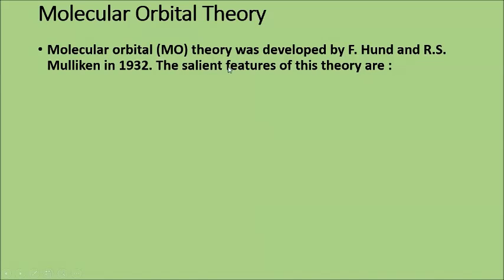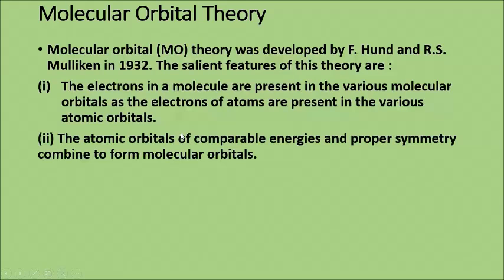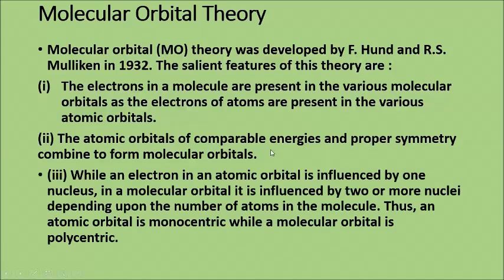Molecular orbital theory was developed by F. Hund and R. S. Mulliken in 1932, and the salient features of this theory are: the electrons in a molecule are present in the various molecular orbitals, as the electrons of atoms are present in the various atomic orbitals. The atomic orbitals of comparable energies and proper symmetry combine to form molecular orbitals.